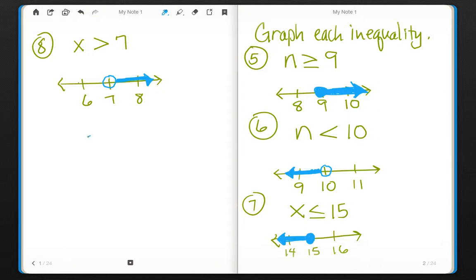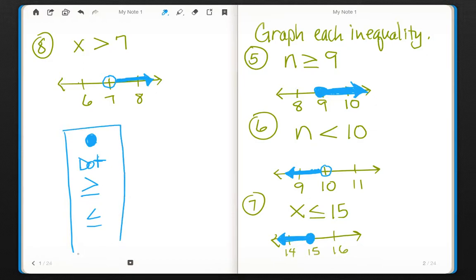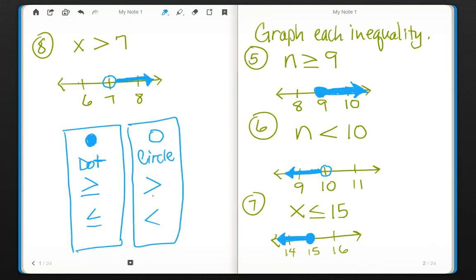You're going to put a dot if you have which symbols? Greater than or equal to and less than or equal to. Both had a dot. Greater than or equal to, less than or equal to. Okay? This is a little reference that you can look back on. We put a circle if you have greater than or less than. So it can't be equal to, so we put that circle.